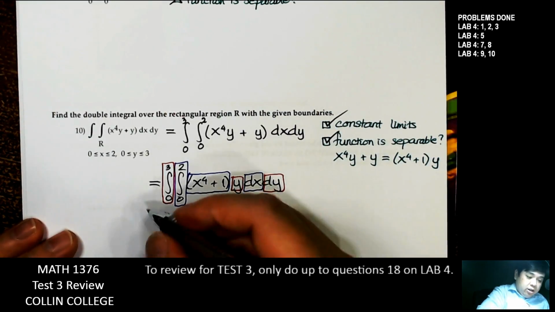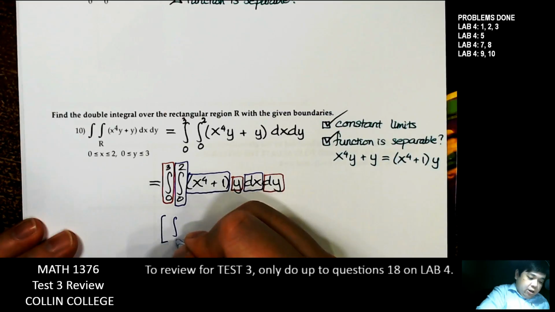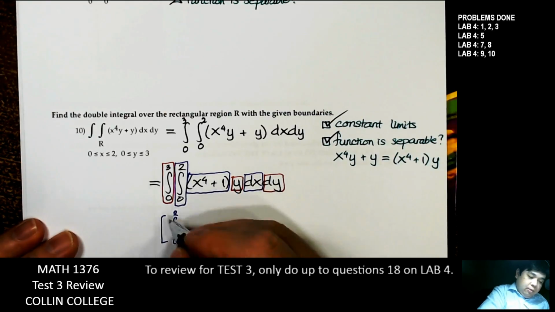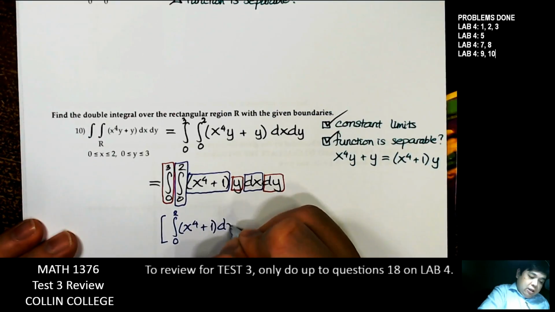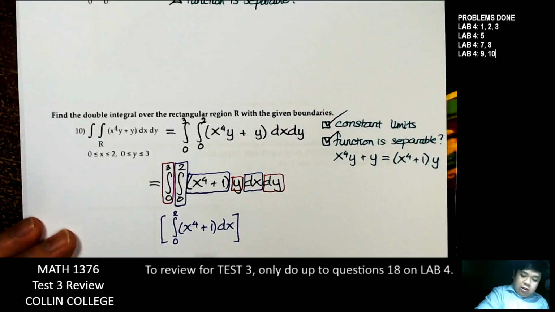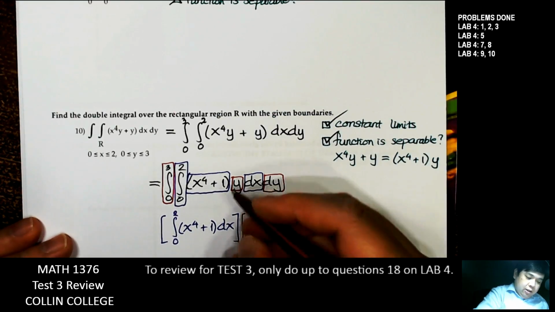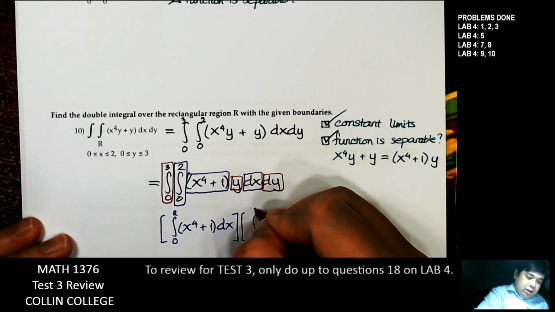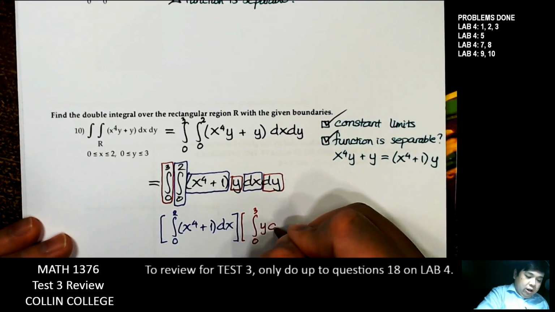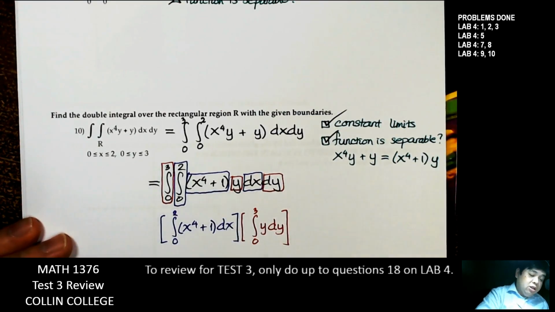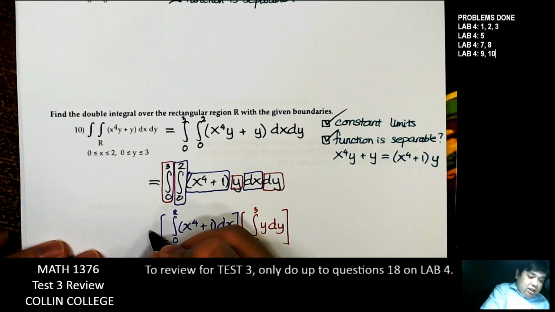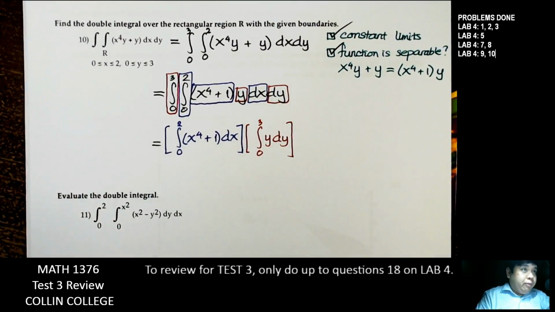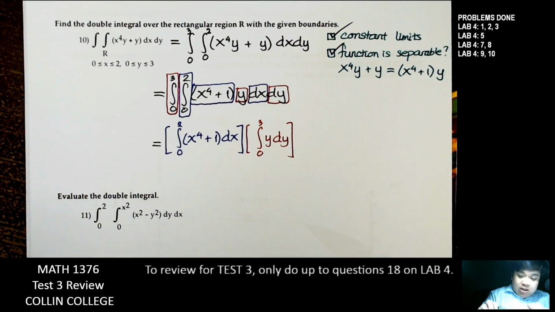Now put things together. We have 0 to 2, x to the 4 plus 1 dx, and 0 to 3, y dy. So all the x together, all the y together, and each individual one we can do by hand or by the calculator. This should be quick, so we just do it by hand. Well, that will be fast enough.